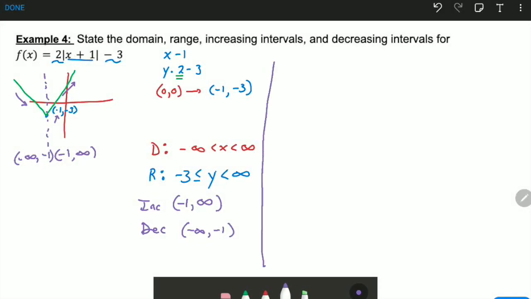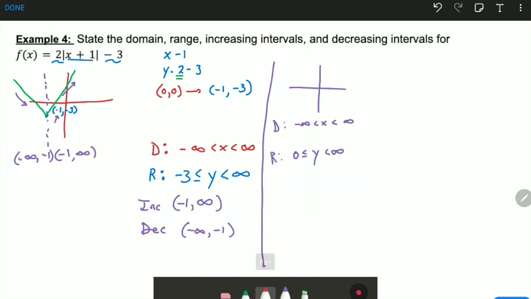Okay, so we're going to do the same example, but I'm going to go over how to do it with transformations directly. This does require a little bit of knowledge about what the parent function looks like, and then how to apply transformations directly to domain, range, and stuff like that. So I know the domain of the parent function, which is normally negative infinity less than x less than positive infinity. And range is normally 0 less than or equal to y less than infinity.